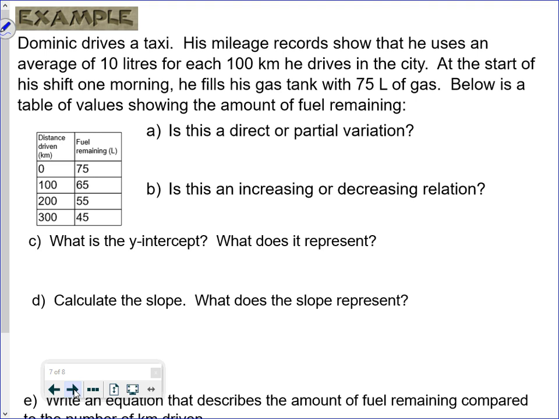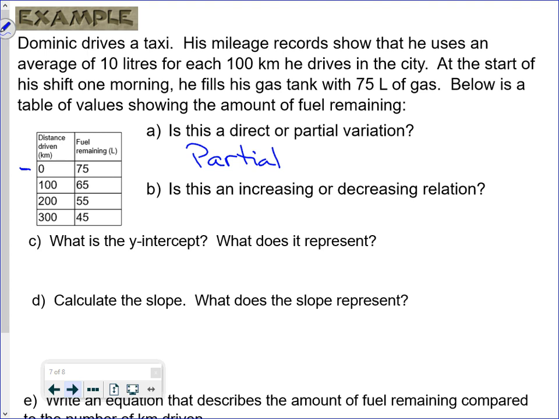So the first question says, is this a direct or partial variation? So remember from the last lesson, a direct variation will go through the point 0, 0. A partial variation does not go through the point 0, 0. So in this table of values, we see that we go through the point 0, 75. So it does not go through the point 0, 0. So this is partial.